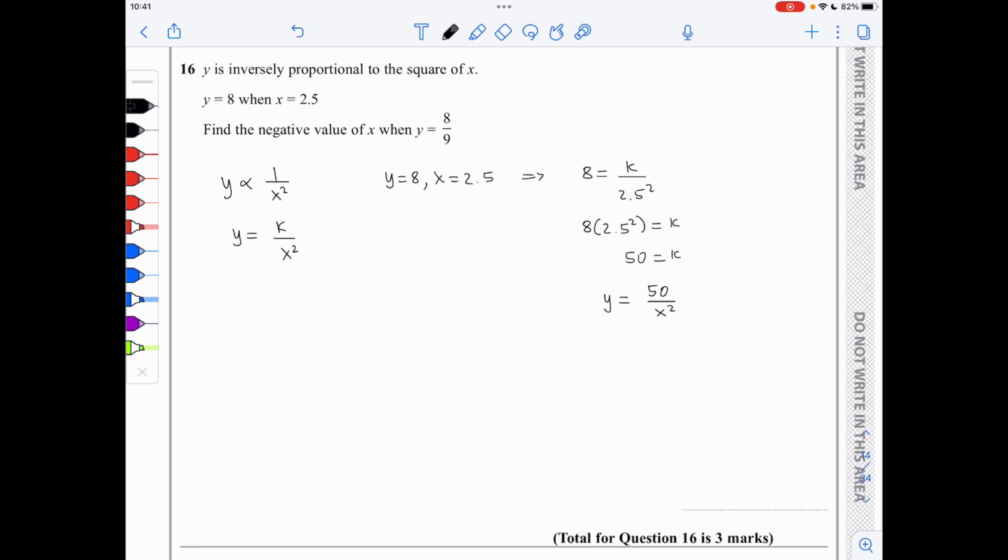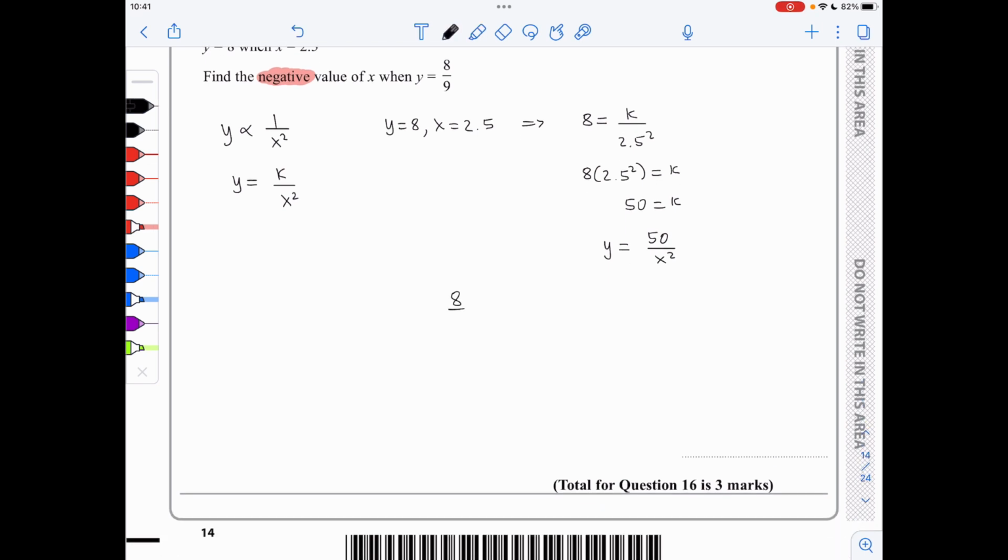Now we need to find the negative value of x when y is 8 over 9. So I will substitute y with 8 over 9. So 8 over 9 is 50 over x squared, which means that 8x squared is 450. I have cross multiplied, leading to x squared is 450 over 8, which simplifies to 225 over 4. We are looking for the negative value, so x is negative square root of 225 over 4, which turns out to be minus 15 over 2.